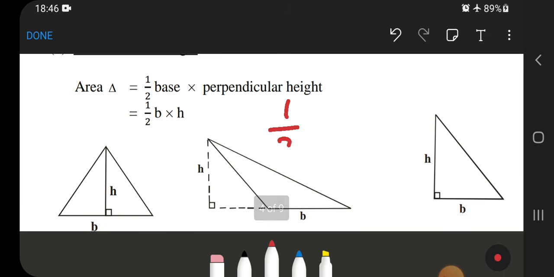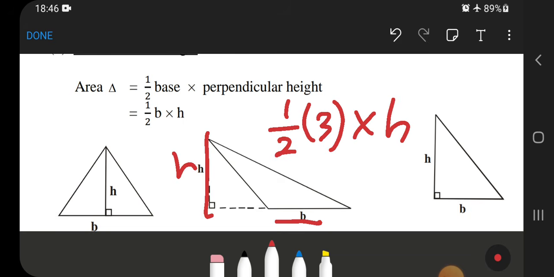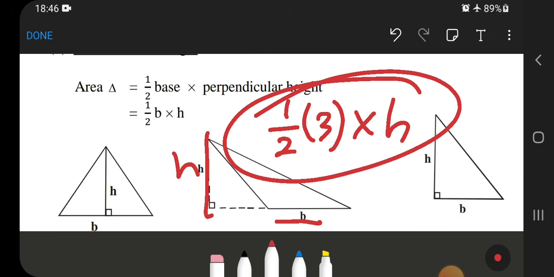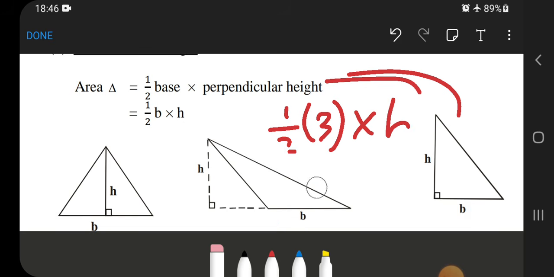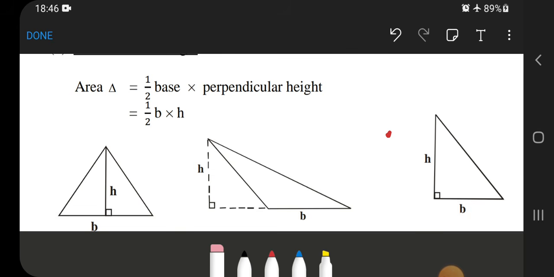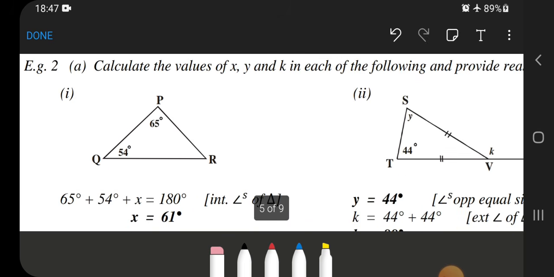So it's 1/2 base. Let's say base is 3. You're going to say 3 multiplied by the height, which is 4. So this is how you calculate the area of a triangle. Any triangle, you just need its height and its base, and you are done. Okay, you can calculate that. So for a right angle triangle, the Y is the height, then the X part is the base. Those are the things that you need to familiarize yourself with. It's very, very important. And then here, calculate the value of X, Y, and K in each of the triangles.